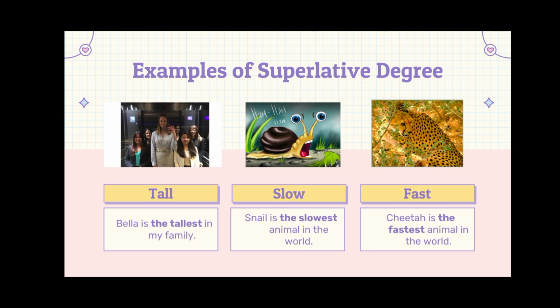Examples of superlative degree, one syllable. 1. Tall. Bella is the tallest in my family. 2. Slow. Snail is the slowest animal in the world. 3. Fast. Cheetah is the fastest animal in the world.